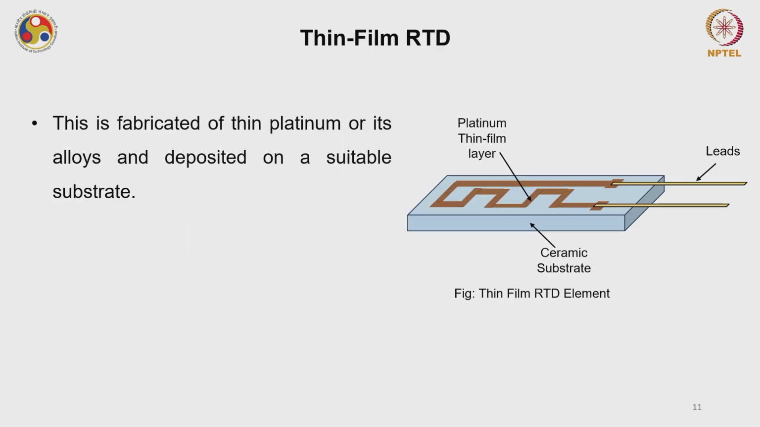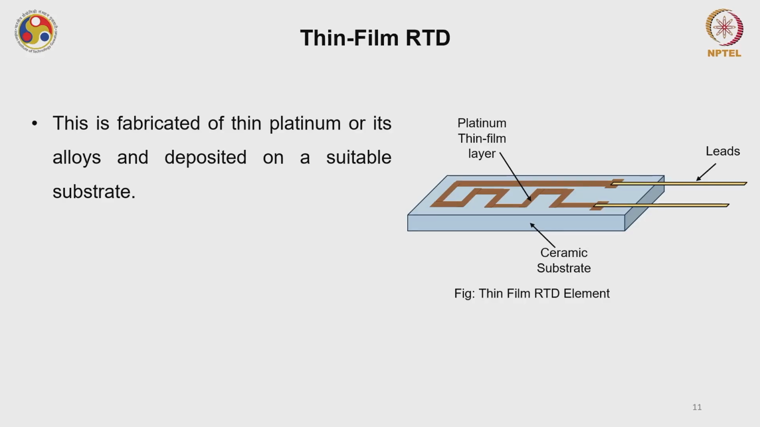Consider a thin film RTD of platinum. Since we are talking about microsensors and nanosensors, these thin film RTDs are very popular for microsensor applications. Usually this is fabricated by patterning a thin film of platinum or its alloy and depositing it on a substrate, usually a ceramic substrate, basically an Al2O3 sapphire substrate or some other kind of substrate. So this is a platinum thin film layer which is patterned.